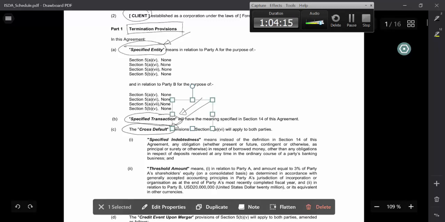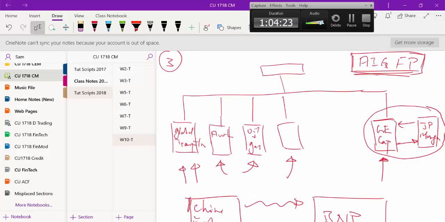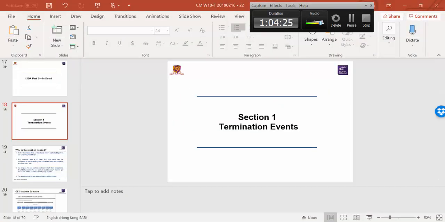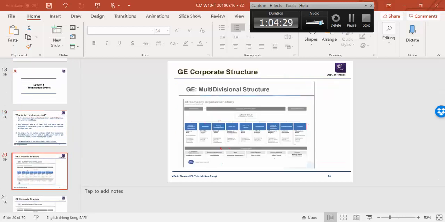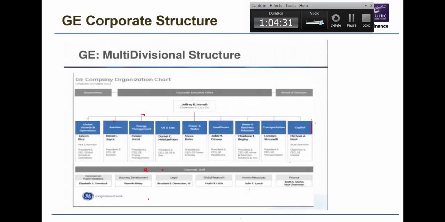Okay. Now there are several kinds. So the first one is called specified entity. Now I'll explain to you what this means. So suppose you have, and I can even use this picture here, JP Morgan dealing with GE Capital in all their derivative trades.